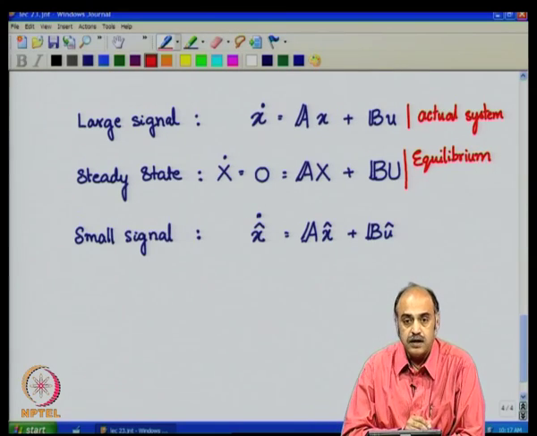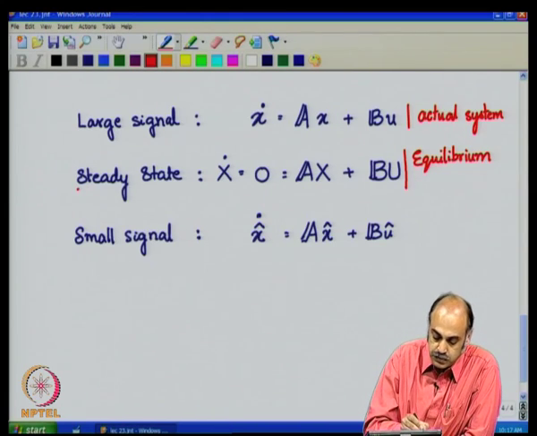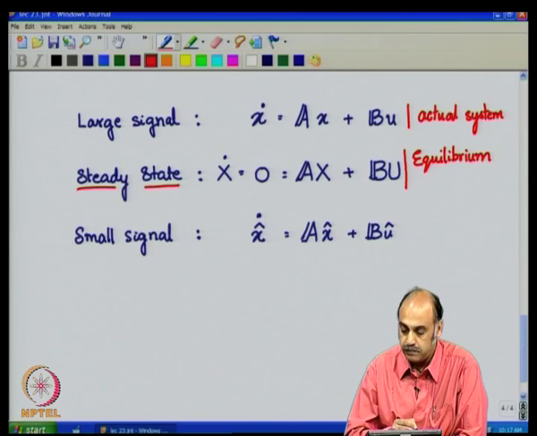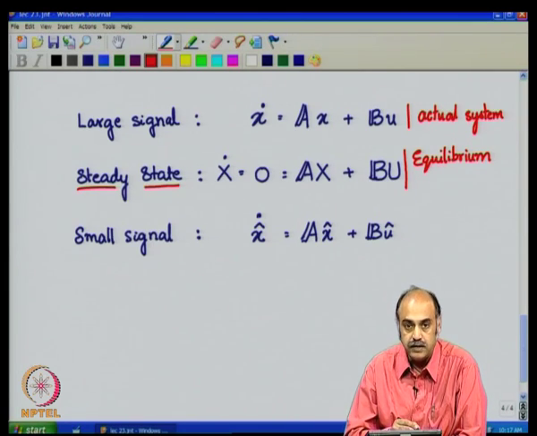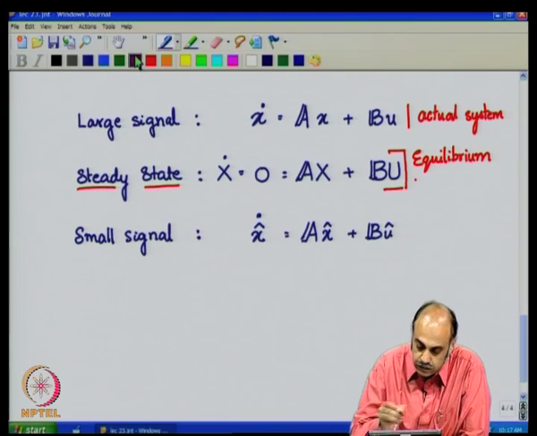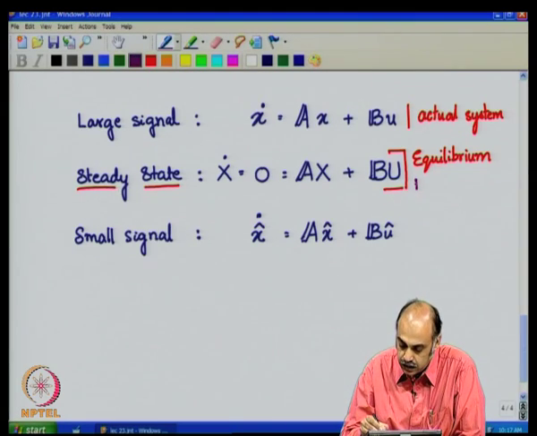And as such, most of the time, the system is going to be in the steady state for a large portion of the time, and therefore, the design of the plant is done using these equations. So, this steady state model is very, very important, especially for designing the plant itself.